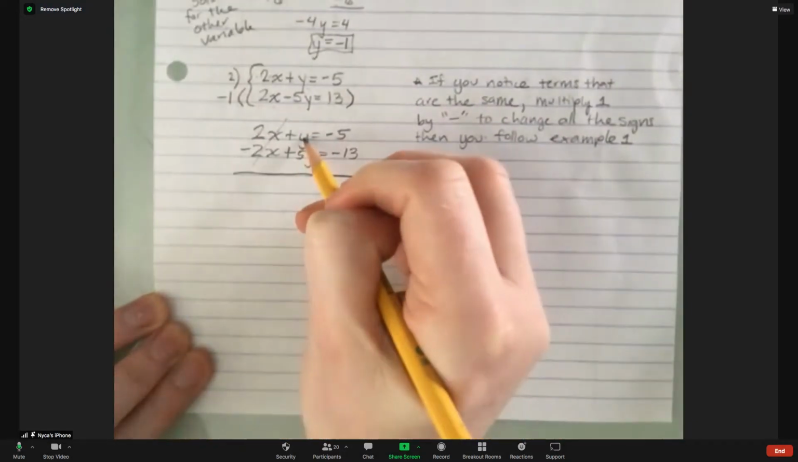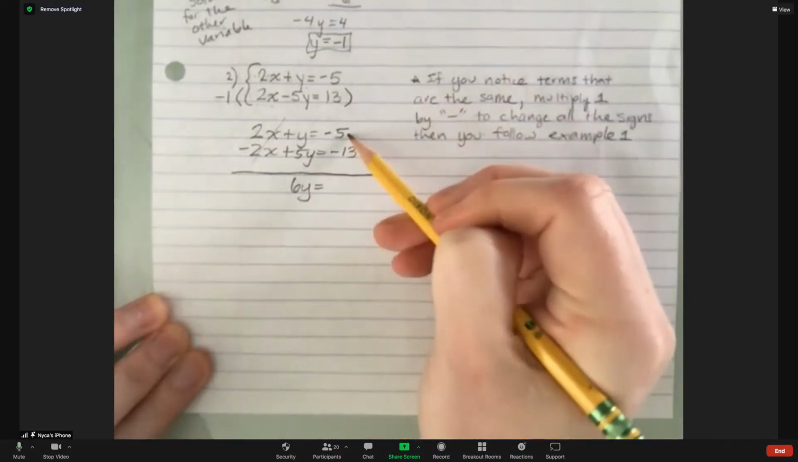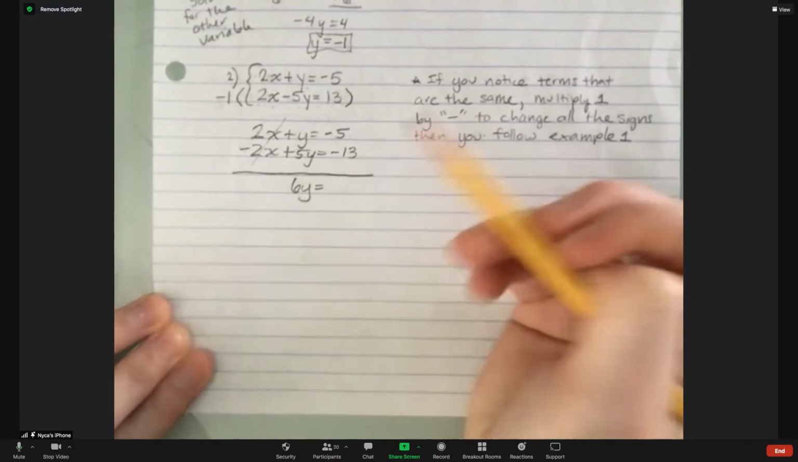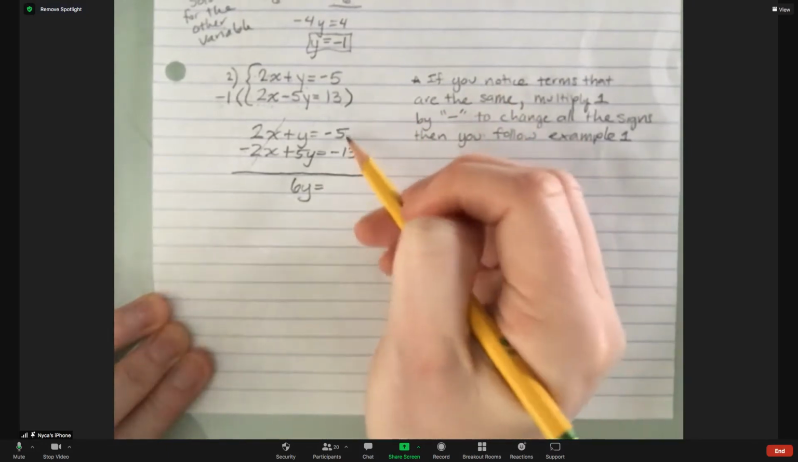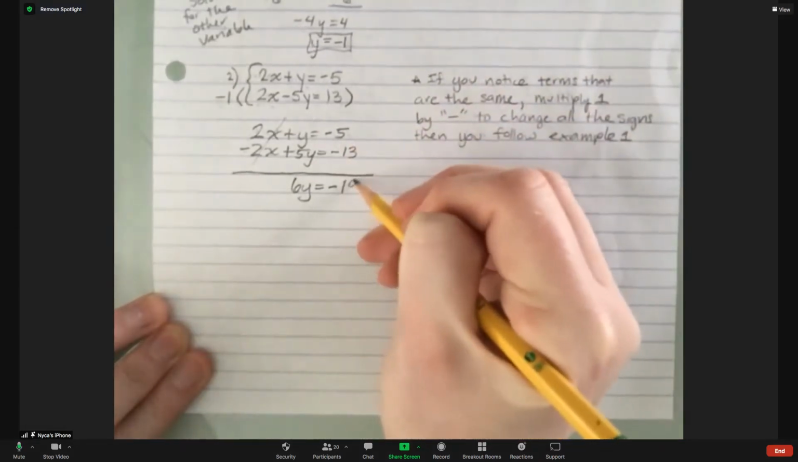Now, 1y plus 5y makes 6y. You lost 5 and you lost 13. That means you lost a lot. So that means same sign, sum, take the sign, so it's negative, and then sum the numbers, which makes 18.